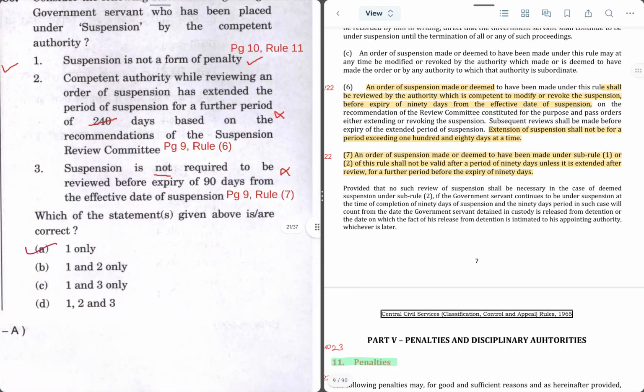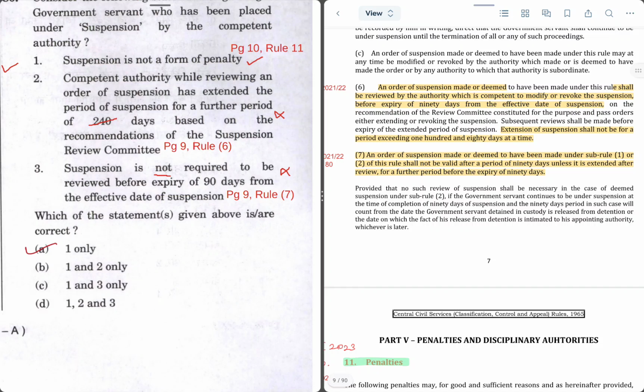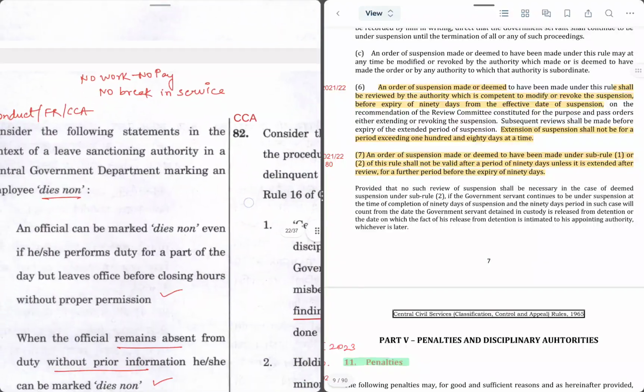The next statement says suspension is not required to be reviewed before expiry of 90 days from the effective date of suspension. So let's see the right answer. Now you have to go to para number 7. An order of suspension made or deemed to have been made under sub-rule 1 or 2 of this rule shall not be valid for a period of more than 90 days unless it is extended after review for a further period before the expiry of 90 days. So yes, this order is required to be reviewed. Hence this statement is also wrong. So we are left with only one correct statement, which is statement 1. Hence the right answer is A. Next question.